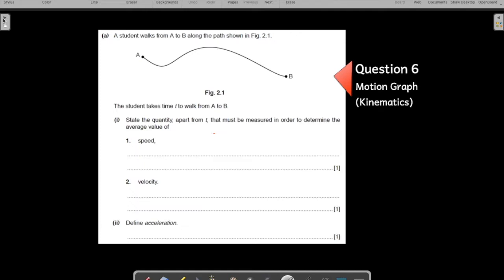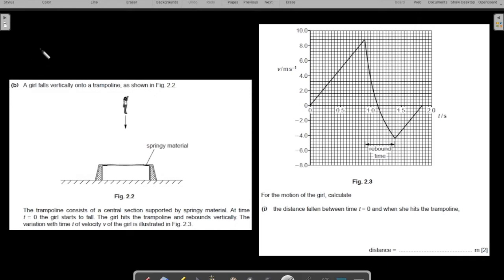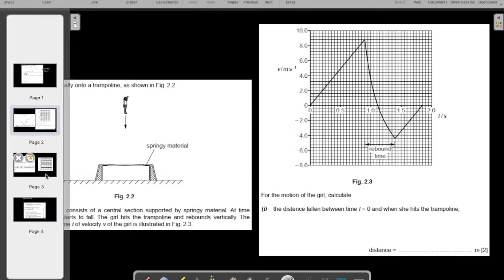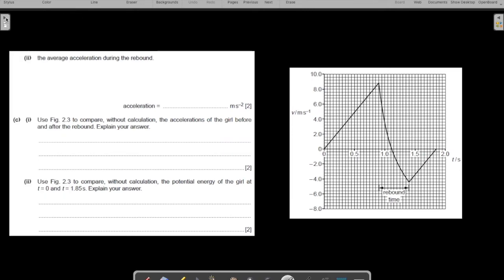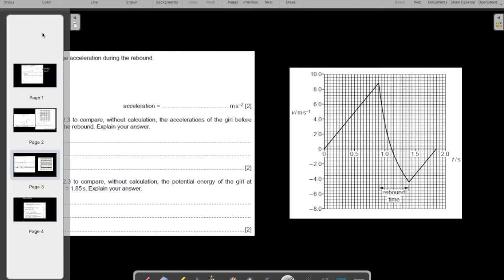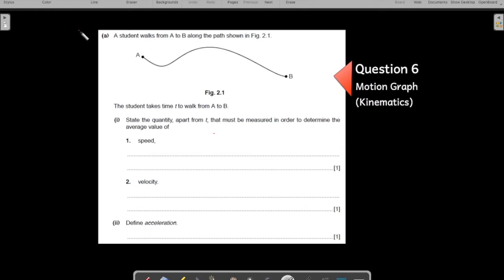So this is the first screen, the first part of the question. The second part of the question, and then the third part of the question. Solve the question yourself, pause the video and play the video again.